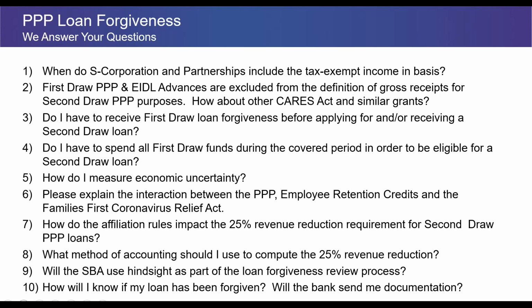Okay, question 5. How do I measure economic uncertainty? And I just want to caveat this before I answer, is just because you may meet the requirements mechanically for the PPP loan 2, meaning you meet that 25% reduction in a quarter, doesn't mean you should just apply. So I want to go back for a second to the good faith certification that we sign, that all the borrowers sign, just to start this answer.